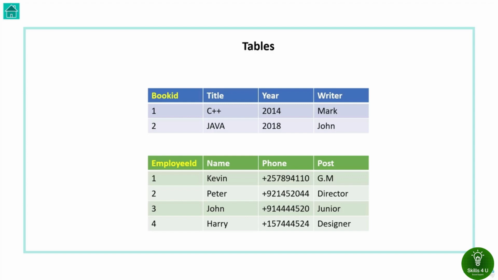Indeed, this column allows us to identify every row of the table uniquely. In this case, every book has a unique ID number. For example, the book with the title Book C++ has the ID number 1, and the book with the title Java has the ID number 2.